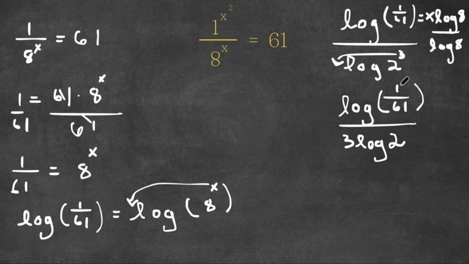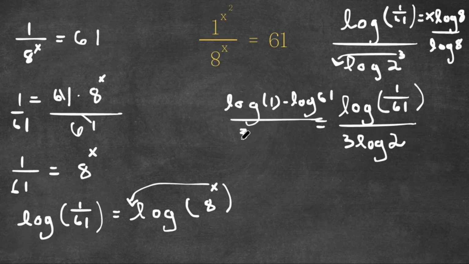And if we're taking the log of a fraction, then this can be written as the log of the numerator minus the log of the denominator. So this is equal to log 1 minus log 61, over 3 log 2.